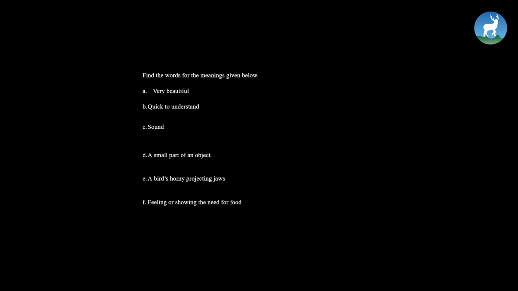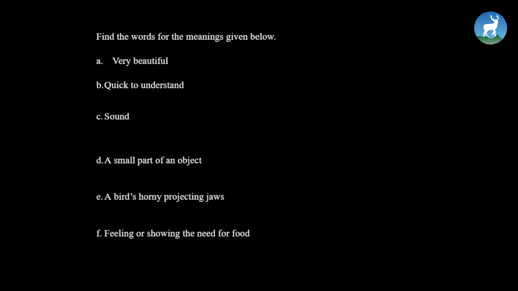So the story is all about how the fox tricked the crow to have that piece of cheese. Did you like the story? I guess you did. Now we have an assignment in front of us. Here we need to find the words for the meanings given below. Very beautiful. What do you think is very beautiful? Is it lovely? Yes, it's lovely. Quick to understand. Is it clever? Yes.